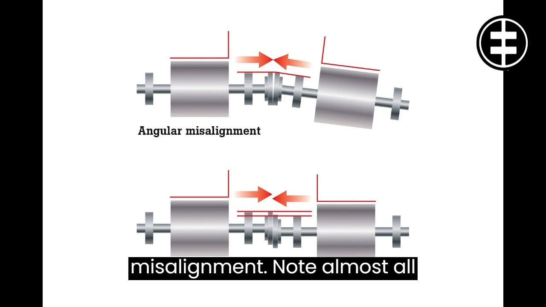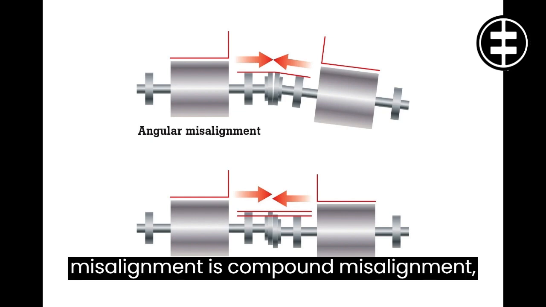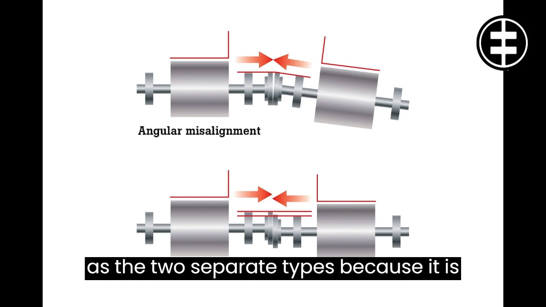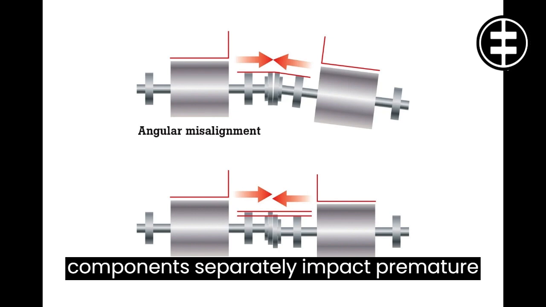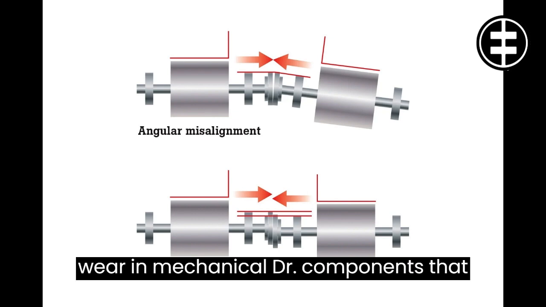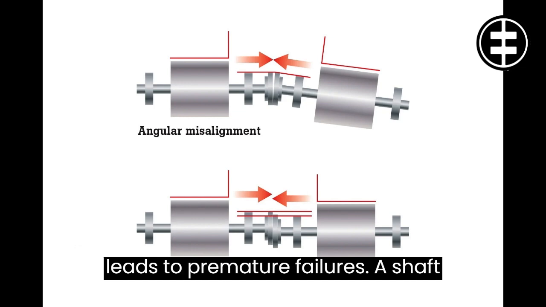Note: almost all misalignment is compound misalignment, but practitioners talk about misalignment as the two separate types because it is easier to correct a misalignment by addressing the angular and parallel components separately. Impact: premature wear in mechanical drive components that leads to premature failures.